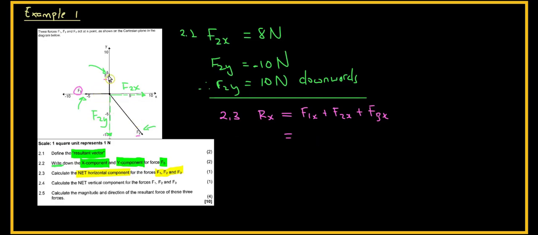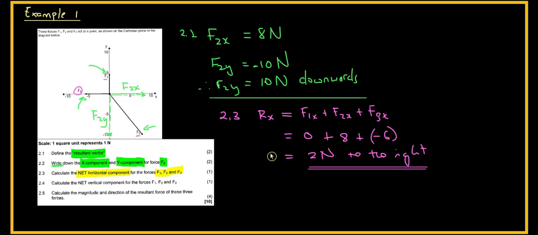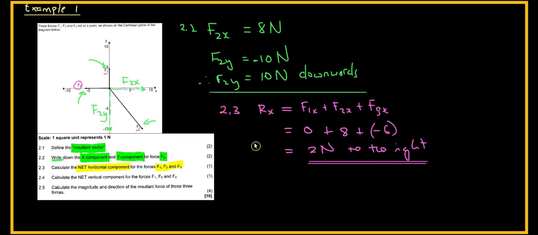My F1x here does not have any horizontal component, so I'll put 0 here. F2x, the x component is this one, which is 8, plus F3x, the x component is this one here, which is maybe negative 6. So if I add there, I'll get 2 newtons. So my x component is 2 newtons to the right, since my answer is positive. Right, there we go.